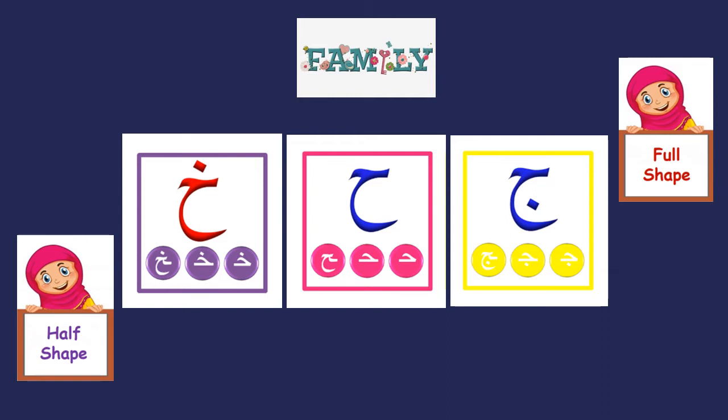After the Ba family, the Jim family comes. The letters in the Jim family are Jim, Ha, Kha. And as you can see, as they are families, their full shapes as well as their half shapes are the same, except the presence of dots. There is a dot in the Jim, there is no dot in Ha, and there is a dot on Kha. This is the Jim family.